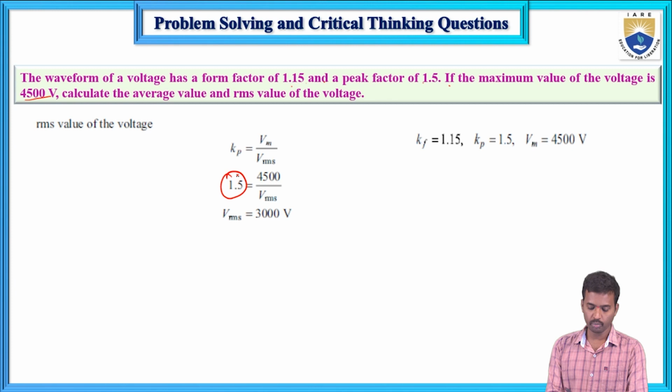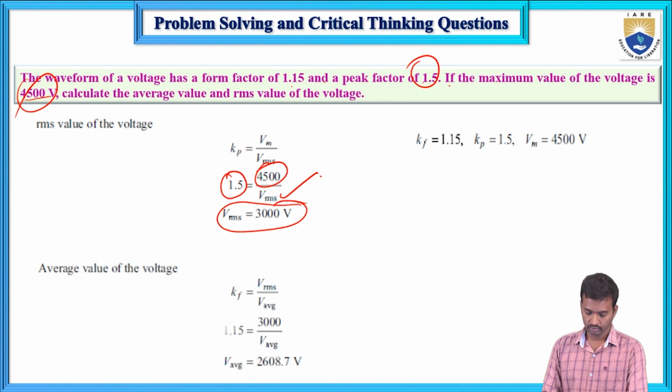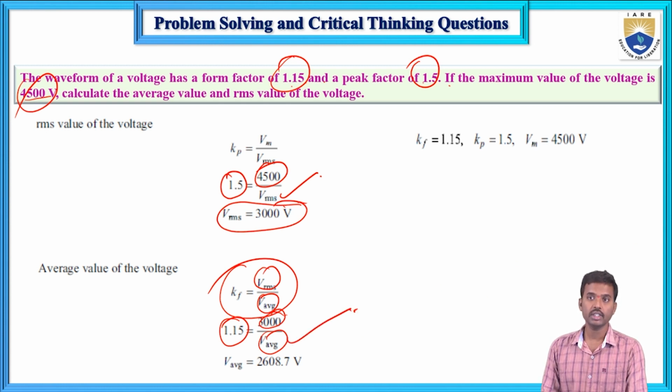So this one is 1.5 peak factor and maximum value is this one. So from this we can determine the RMS value. Next formula, form factor, that value is RMS by average value. This is 1.15, and RMS value is 3000, and from this you can calculate the average value. Average value equals 2608.7 volts, and this is the RMS and this one is the average value.